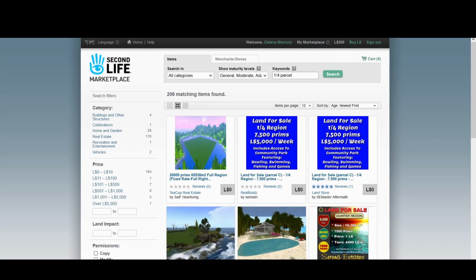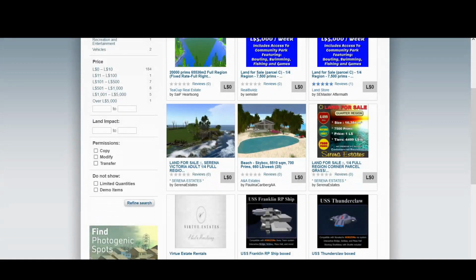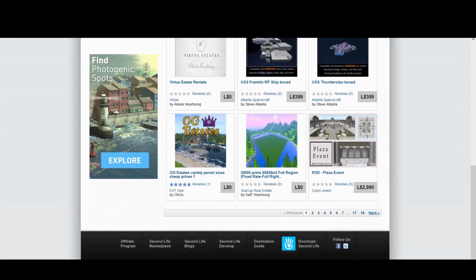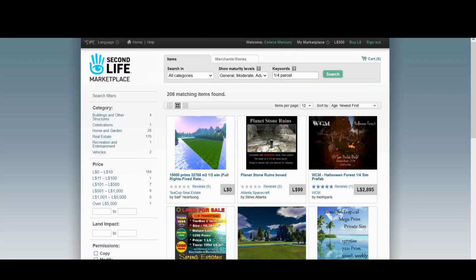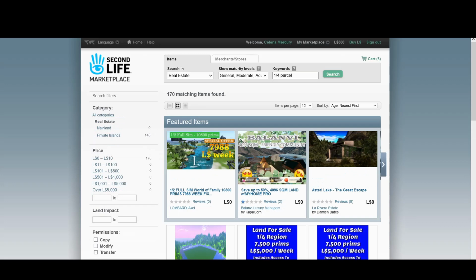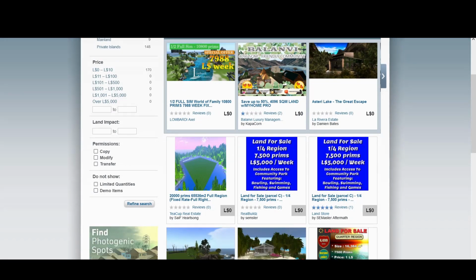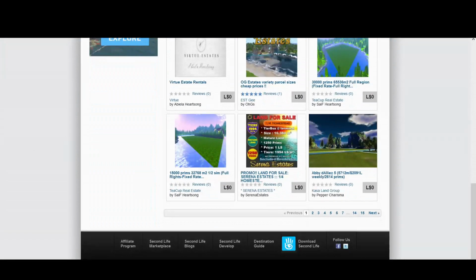Some of these may not be available. Some of these may already be rented. It depends on how quickly the people who list them are able to update them. That being said, let's click into real estate so we can narrow our search down even farther. That's very pretty, this picture of the Asteri Lake one. As you can see, there are many of them.